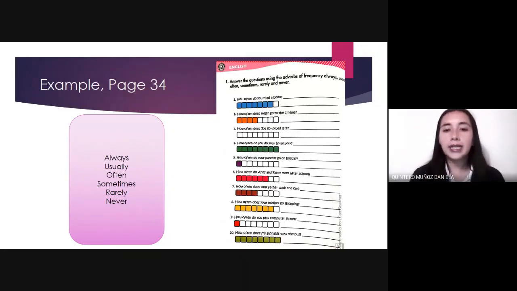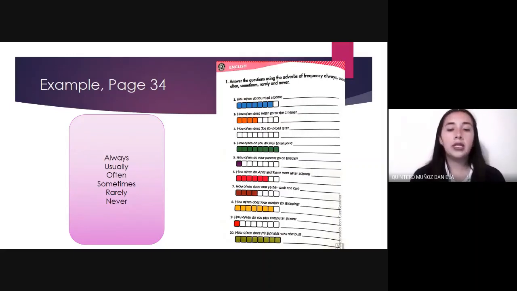And the last example, 4. How often do you do your homework? As you can see, the bar is totally colored green. That means that is always because the bar is totally colored. El número 4, ¿con qué frecuencia haces tú la tarea? Si se dan cuenta, la barra está totalmente coloreada de verde, quiere decir que siempre haces la tarea, porque se dan cuenta que todos los cuadros están coloreados.